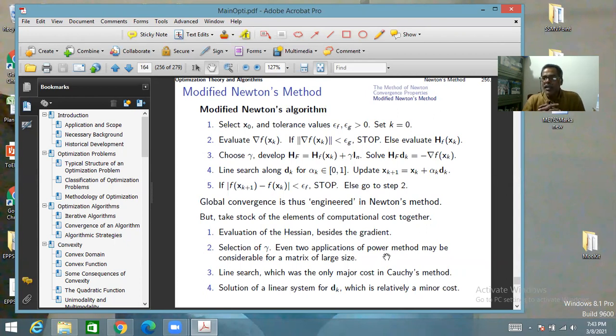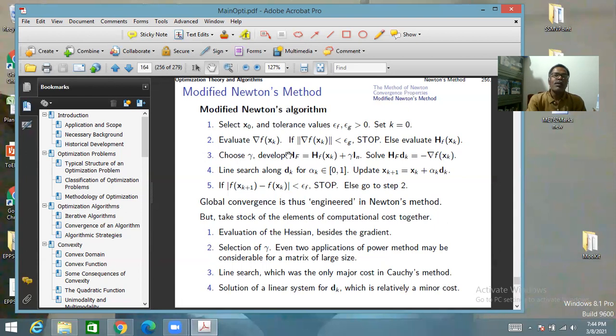Line search is there as another computational cost, and this was something genuine, which is sort of expected. In Cauchy's method, this was the only major cost. In steepest descent, this was the only major cost. Nothing else was there. Solution of a linear system for dk, that is this, is not much. This is considerable, but sort of needed in many of the methods. This is something out of the way, which may be costly for large matrices. This is one big issue. So keep these issues in mind.